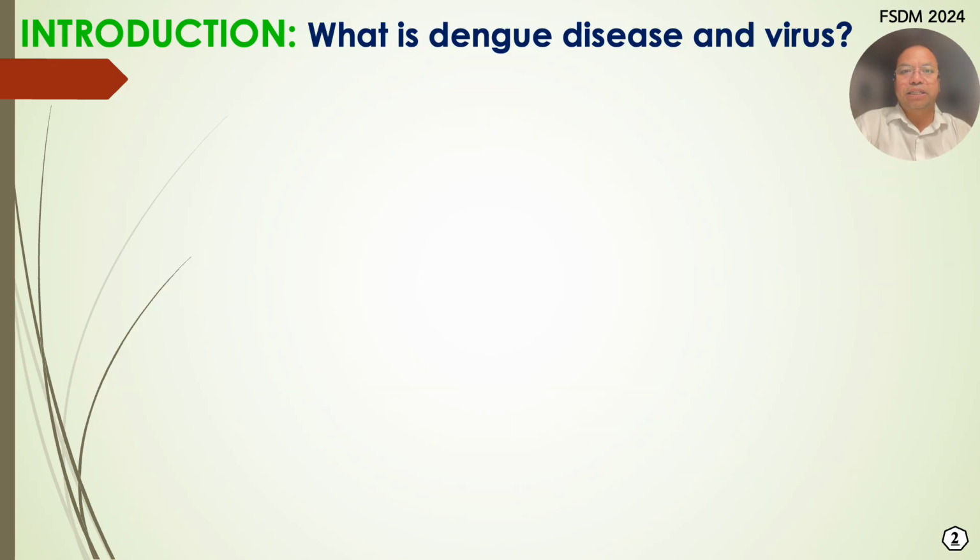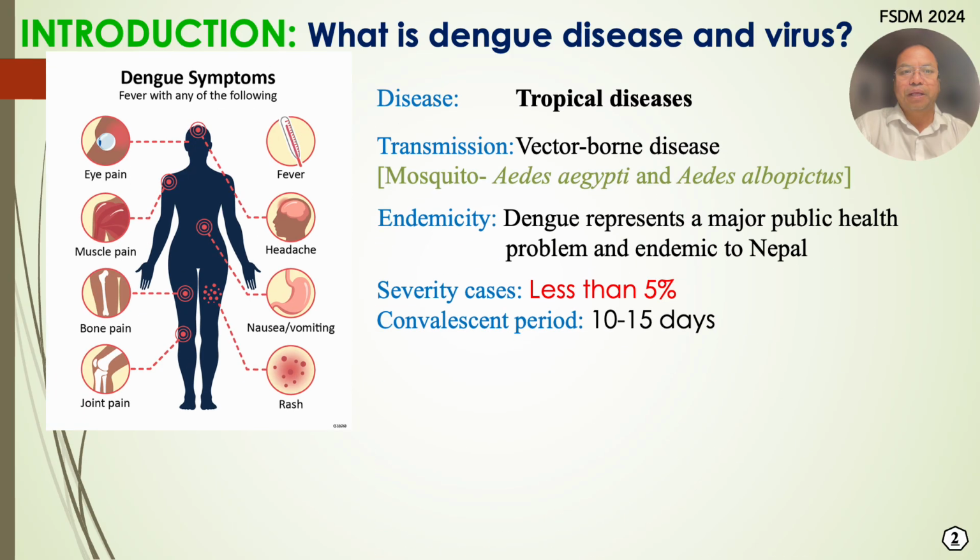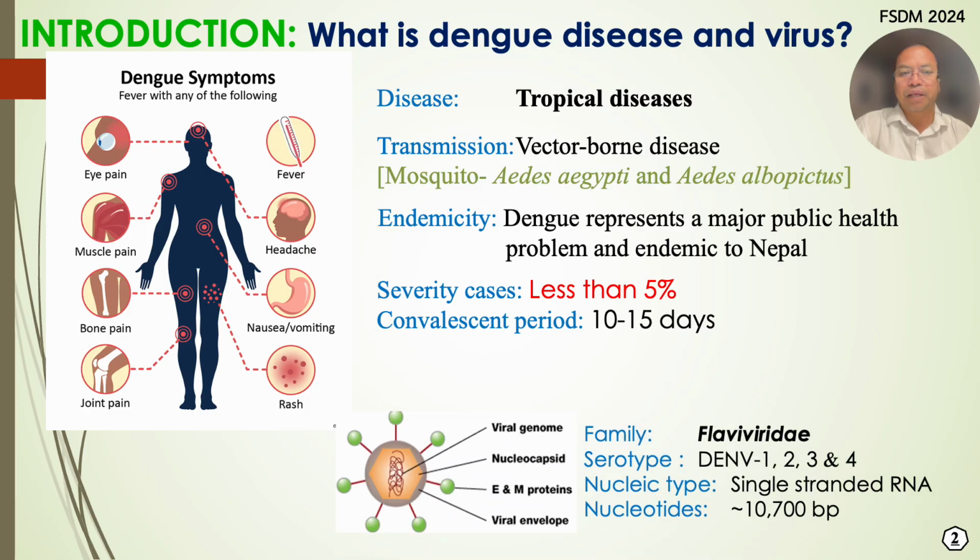Introduction. What is dengue disease and virus? Dengue disease is a tropical disease. It's a vector-borne disease transmitted by the mosquitoes Aedes aegypti and Aedes albopictus. Its severe case rate is less than 5% and the convalescent period is 10 to 15 days.